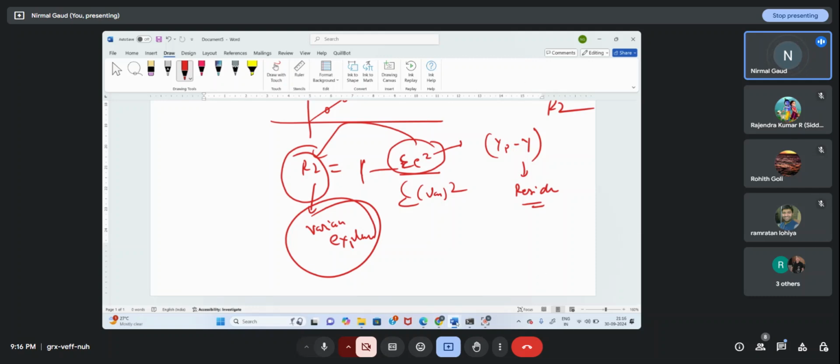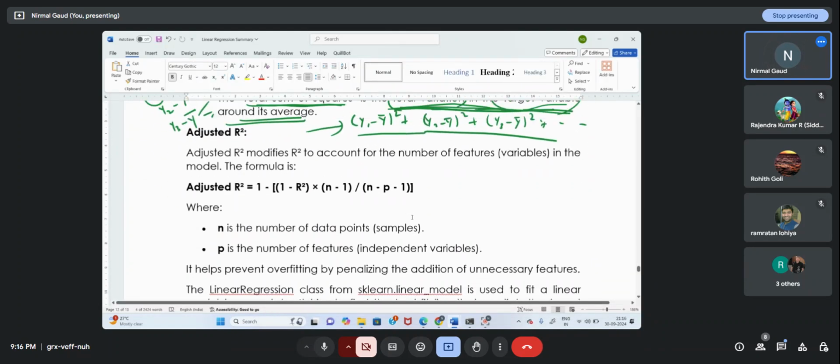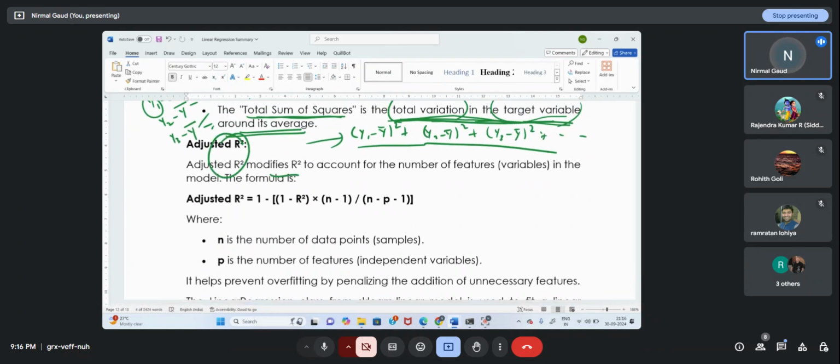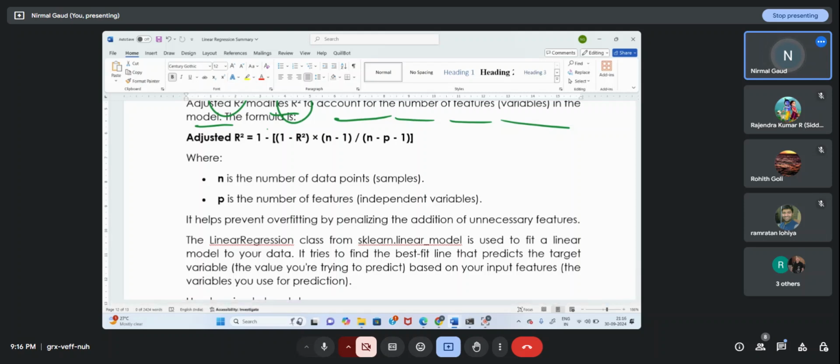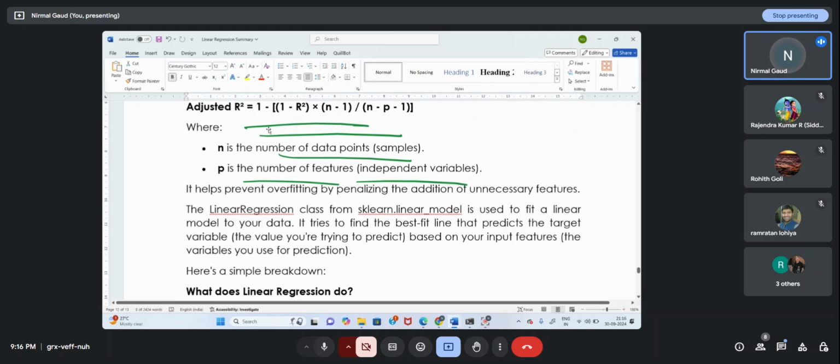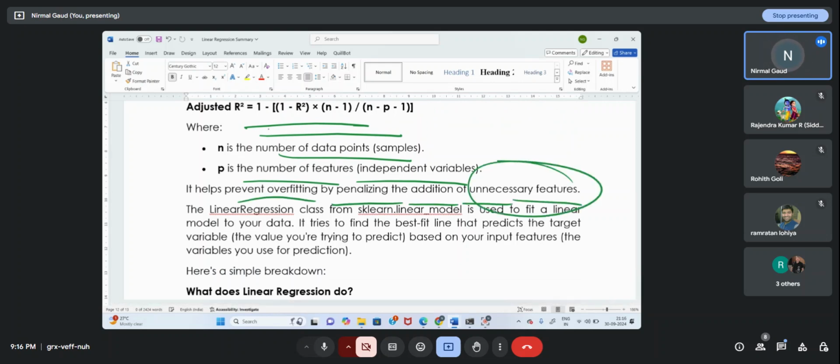Let me talk more about the terms. There is adjusted R2 also, which modifies R2 to account for the number of feature variables in the model. So n is the number of data points. P is the number of features present in the model. This is adjusted R2. It helps in preventing overfitting by penalizing the addition of unnecessary features present in the data. And sometimes we do apply adjusted R2 also.